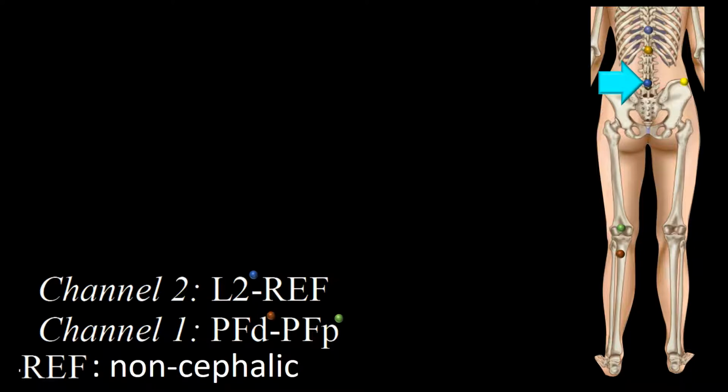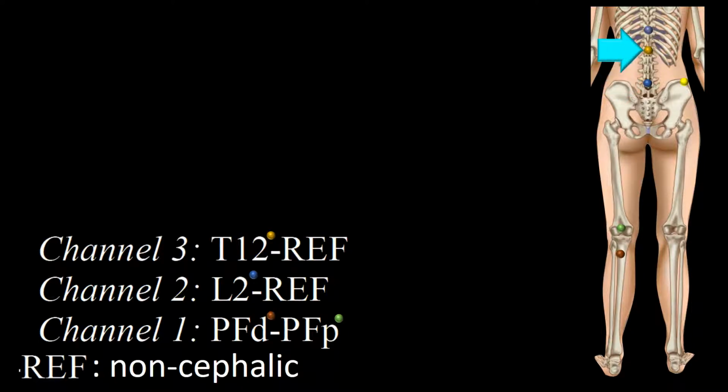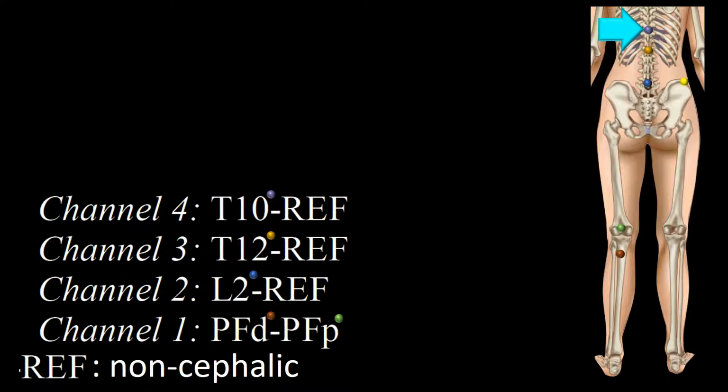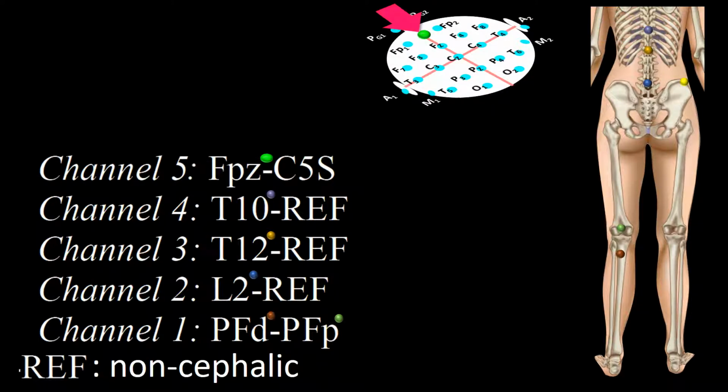The second channel connects an electrode on the second lumbar spinous process to another non-cephalic reference. The third channel connects an electrode on the 12th thoracic spinous process to a non-cephalic reference. The fourth channel connects an electrode corresponding to the 10th thoracic spinous process, again connected to a non-cephalic reference. The fifth channel connects an electrode from the mid prefrontal area to an electrode on the 5th cervical process. That electrode, the one in the 5th cervical process, is not shown in this figure.